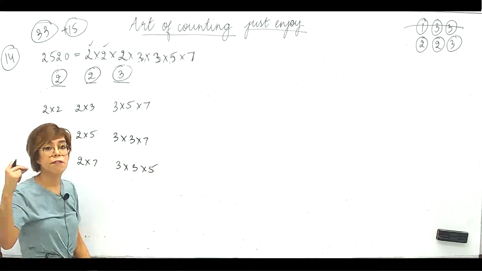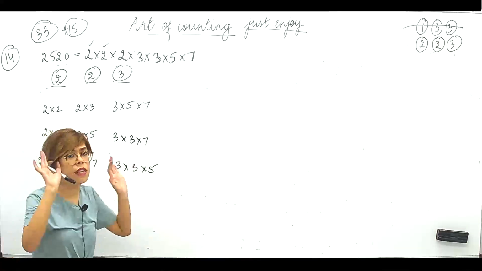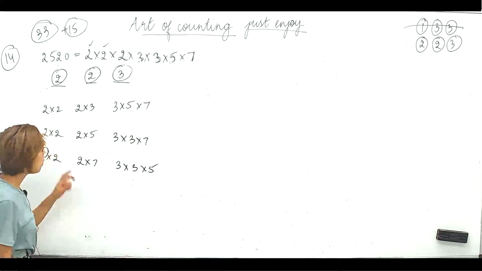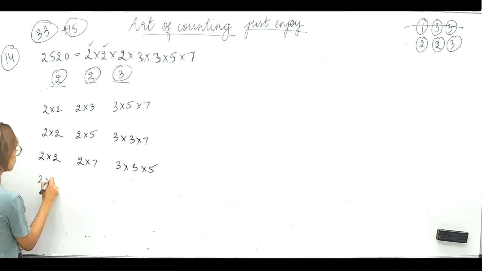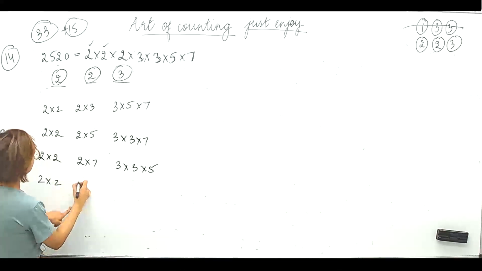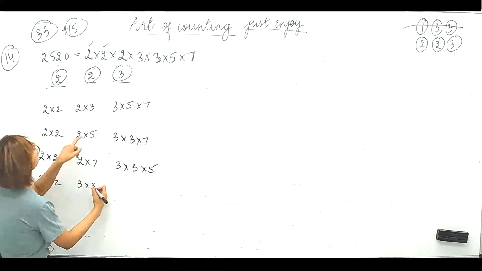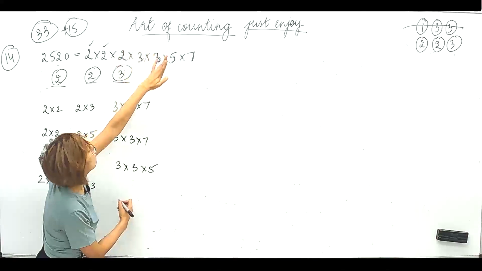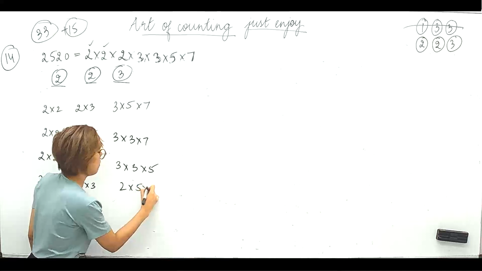Right? Now I'll move at a fast pace because we know how to write these things. Hopefully I don't lose out anything. So 2 into 2. Now the 2 ones are done. So let's move on to 3. So 3 into 3. I'll be left with 2, 5, 7. So 2 into 5 into 7.